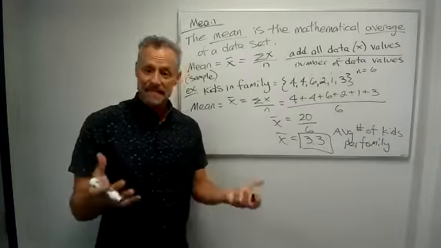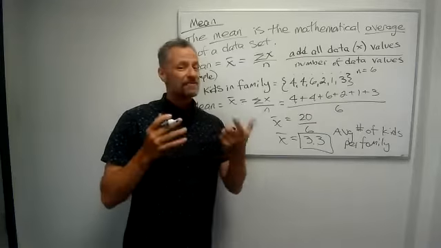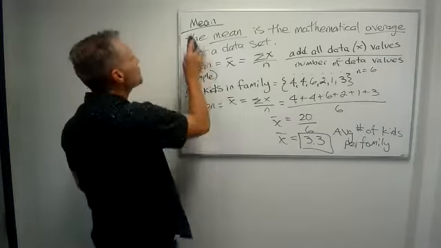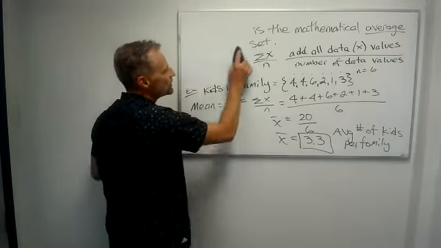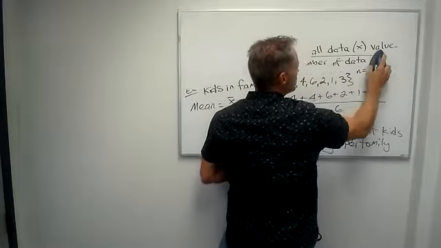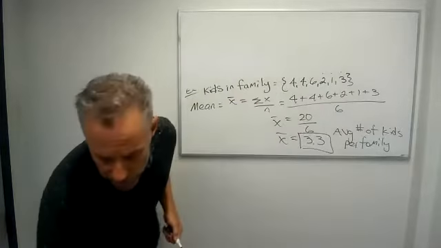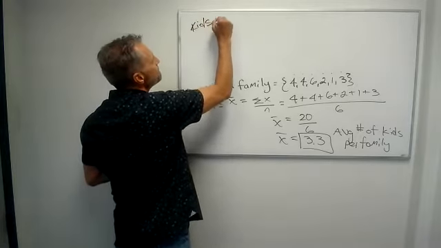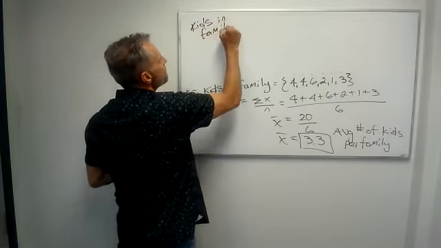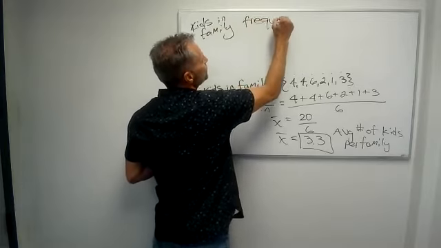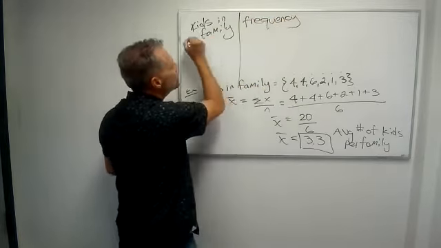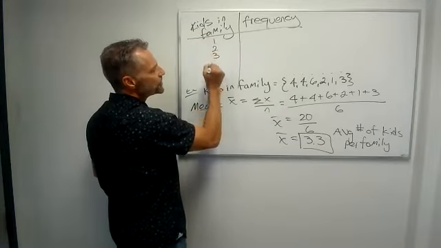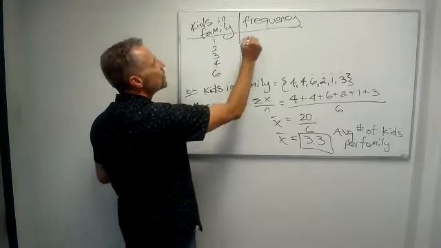Okay, that's the mean. Now, if I have a frequency distribution, I can do this. There's just a slight change to it. So let's say I have the same data here. We'll keep all that down there. But now say it says kids in family and frequency. And then let's see, there's 1s and 2s and 3s and 4s and 6s.